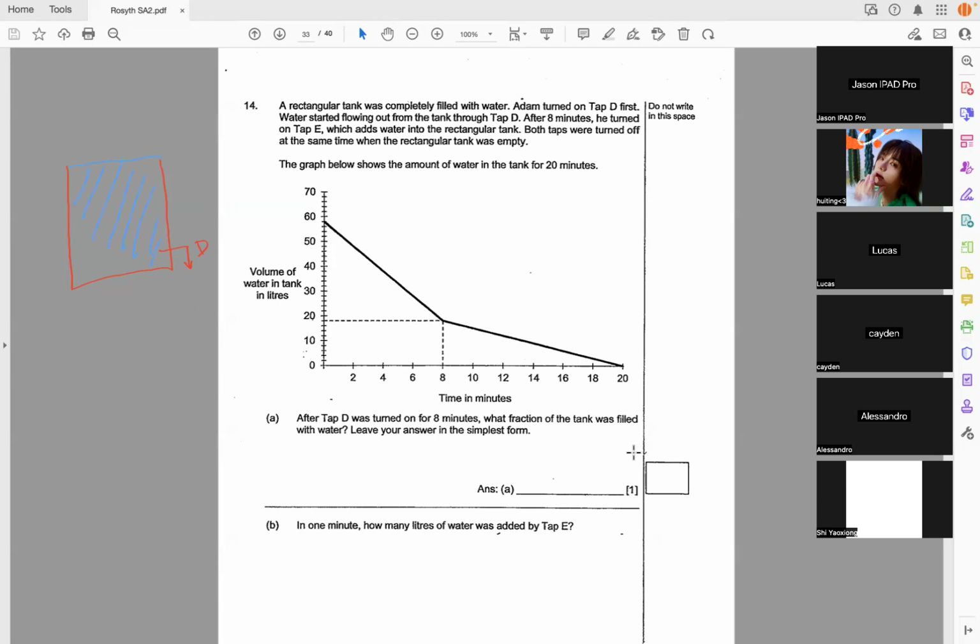After 8 minutes, he turned on tap E, which adds water. So there must be a tap E that adds water. And both taps were turned off at the same time when the rectangular tank was empty. So this is the point where they turn off, okay? This is the point where tap E comes in, okay? This is the point where tap D only, all right? Tap E plus D, okay?